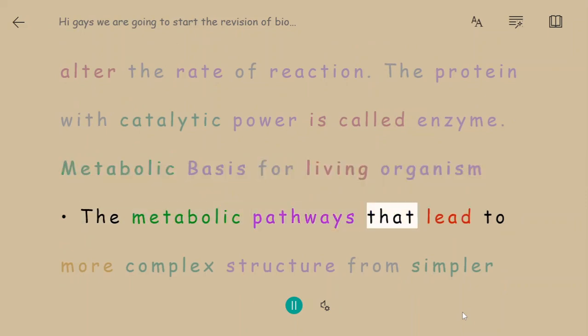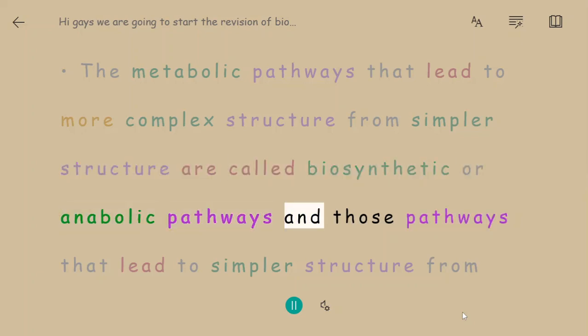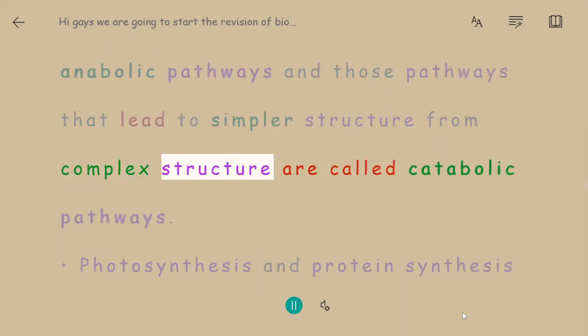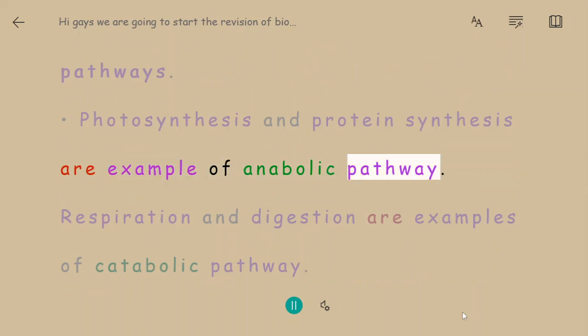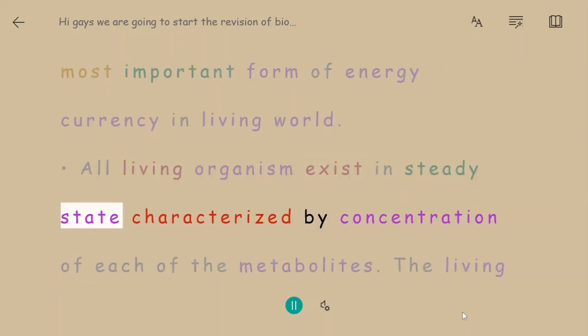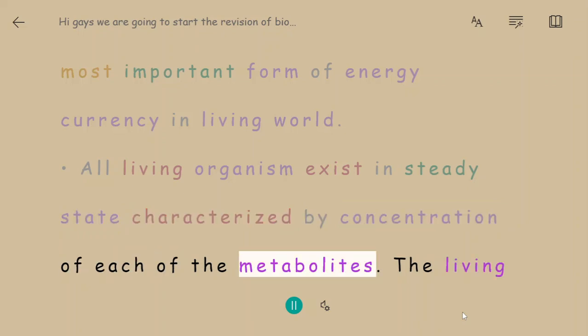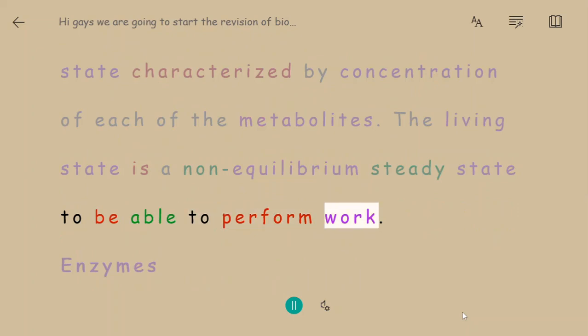The metabolic pathways that lead to more complex structures from simpler structures are called biosynthetic or anabolic pathways, and those pathways that lead to simpler structures from complex structures are called catabolic pathways. Photosynthesis and protein synthesis are examples of anabolic pathways. Respiration and digestion are examples of catabolic pathways. ATP, adenosine triphosphate, is the most important form of energy currency in the living world. All living organisms exist in a steady state characterized by concentration of each of the metabolites. The living state is a non-equilibrium steady state to be able to perform work.